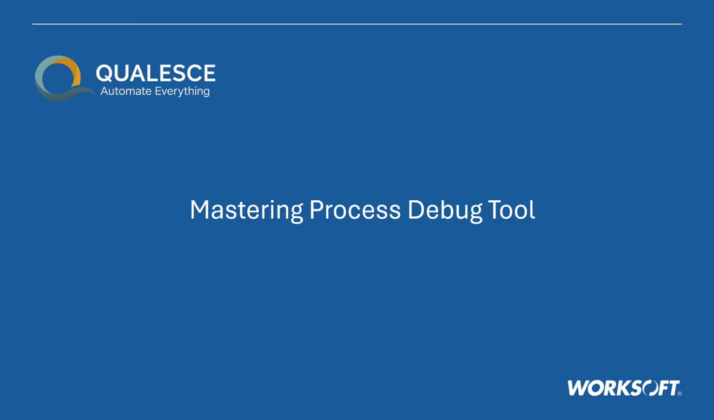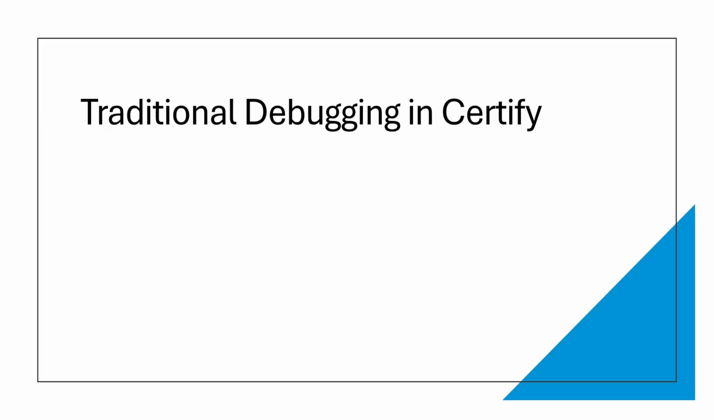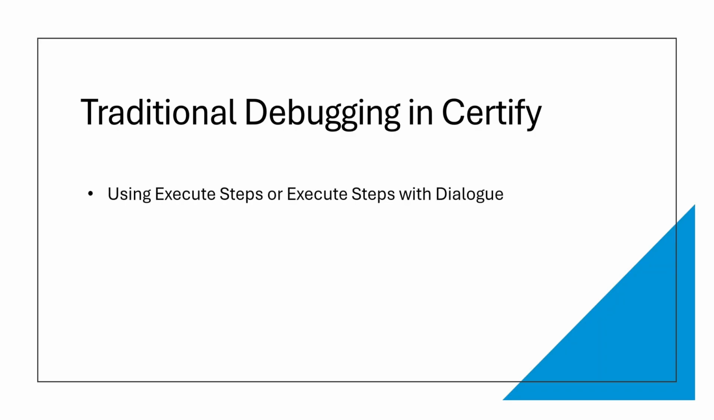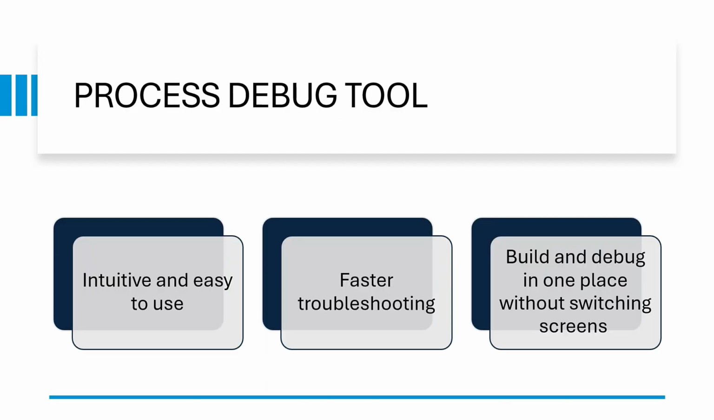Mastering the Process Debug tool. We all know the traditional way of debugging a process, using execute steps or execute steps with dialog. And it works, but it can be slow and a bit cumbersome. In this video, we are introducing a much better way to debug: the Process Debug tool, built right into the process editor. It's intuitive, faster, and lets you build and debug in one place without switching screens.